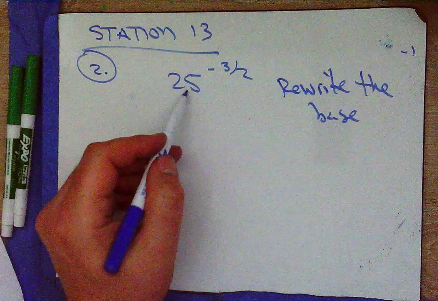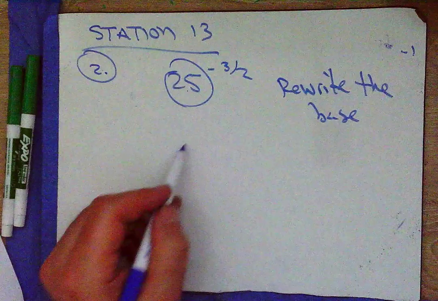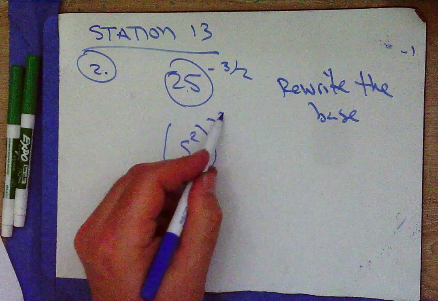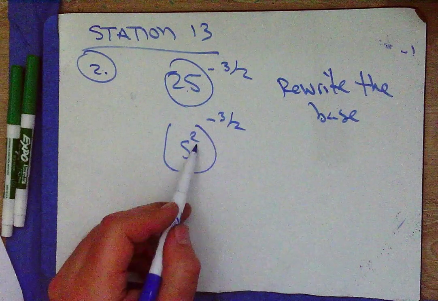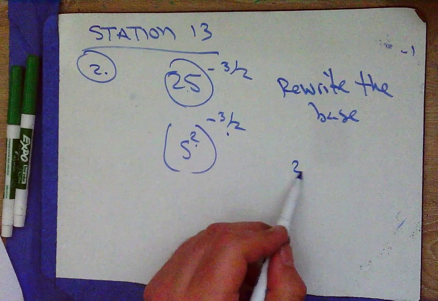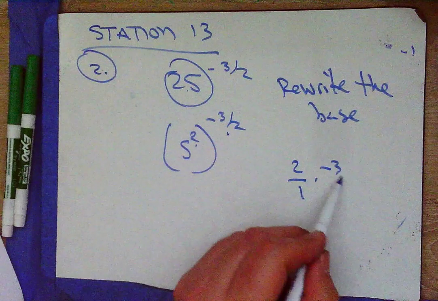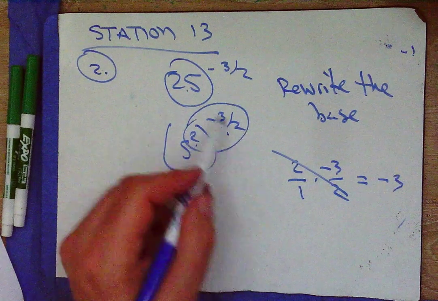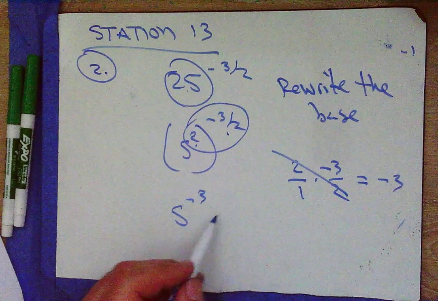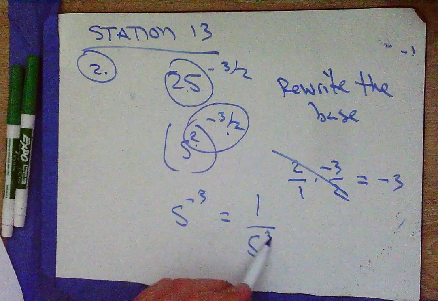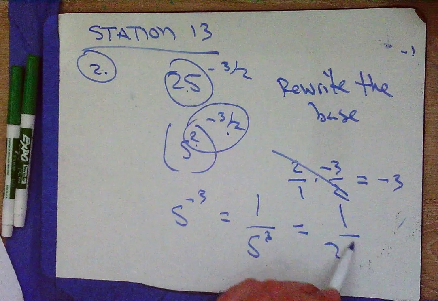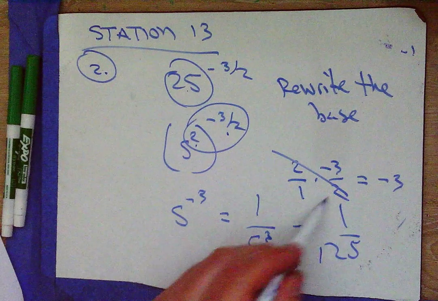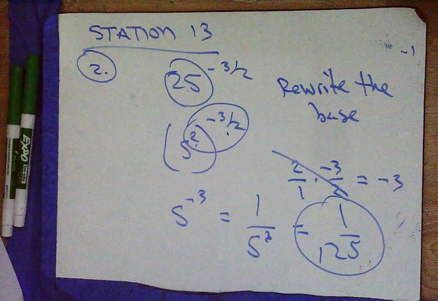Okay, so if I'm rewriting this base, that's going to be 5 squared to the negative 3/2. When I raise a power to a power, I multiply them. 2 times negative 3/2 is going to be negative 3. So this turns into this, or this, which is that. Okay, so I like that answer for number 2.